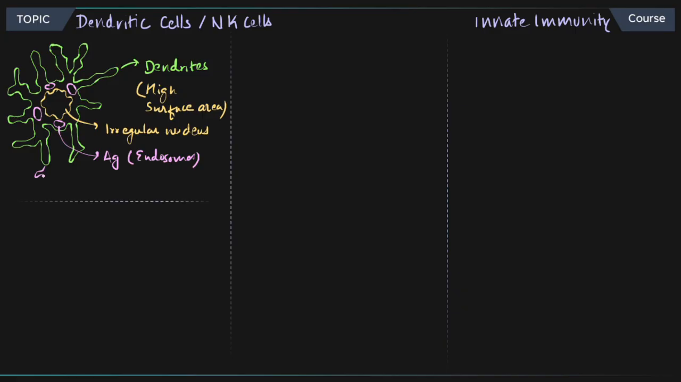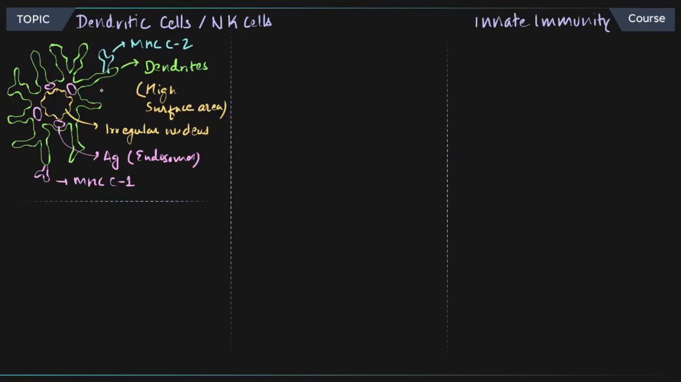Now let's talk about the receptors. The first one is MHC class 1 receptor, which is really important for self-recognition. Then you have MHC class 2. I'm writing C2 over here, and these receptors are really important when it comes to antigen processing, and displaying the antigen to the T cells.